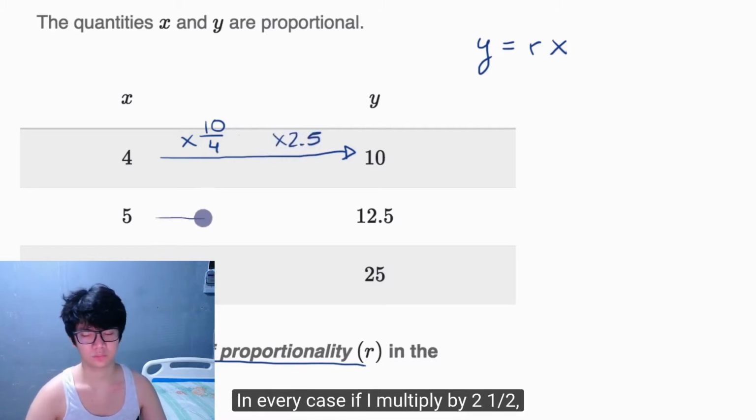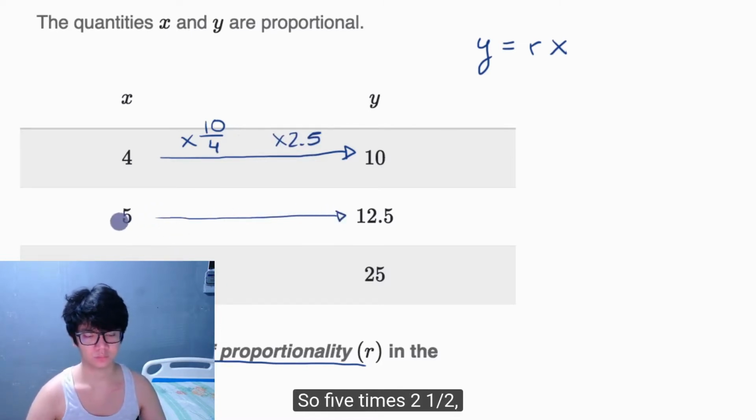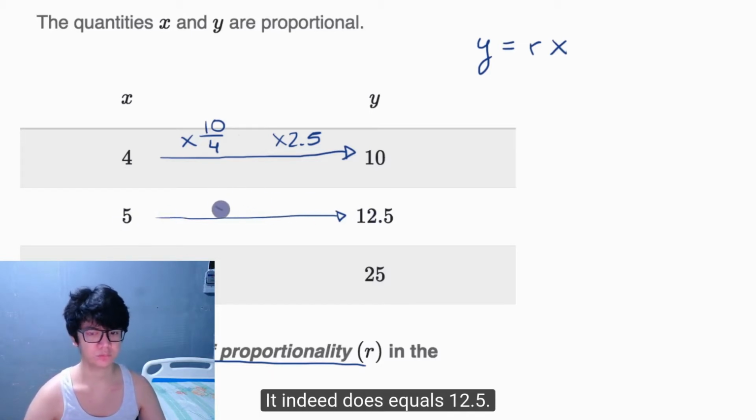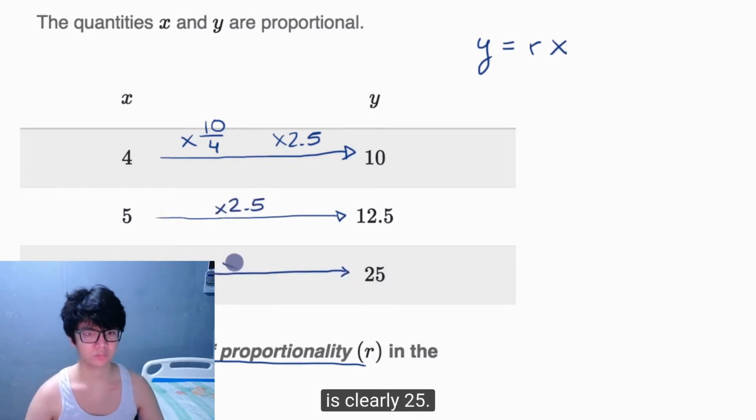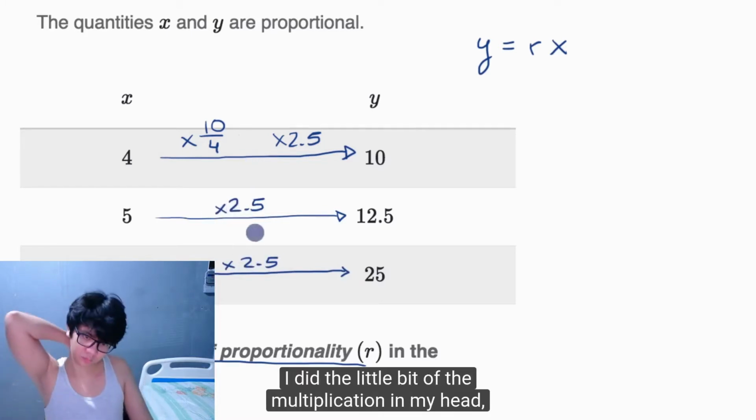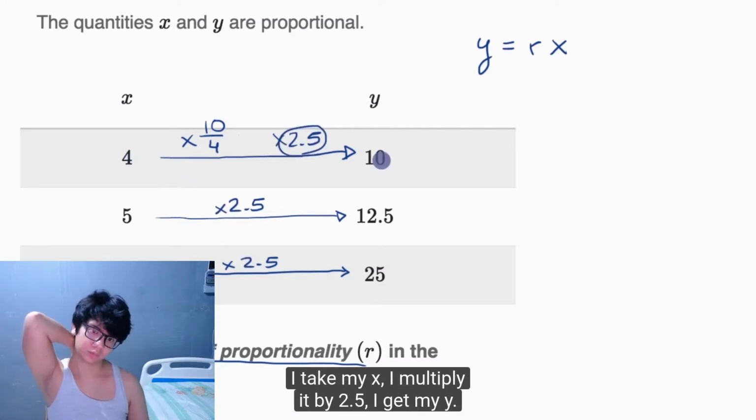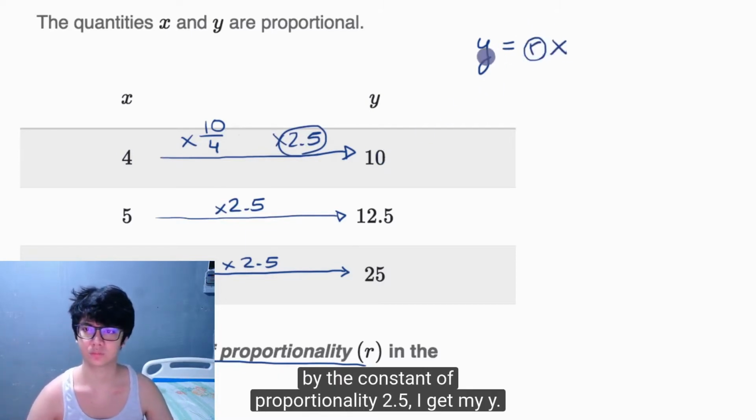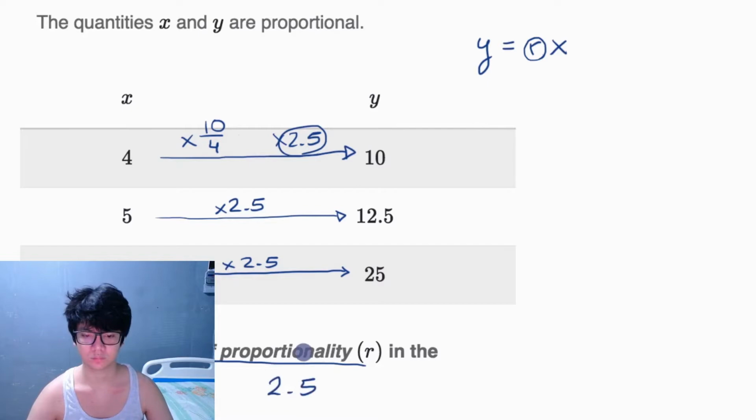So let's see, does that hold? In every case, if I multiply x by 2.5, do I get y? So 5 times 2.5, 5 times 2 is 10, and then another half is 2.5. It indeed does equal 12.5. And then here, 10 times 2.5 is clearly 25. You can work it out by hand. But you can see in every case, I take my x, multiply it by the constant of proportionality 2.5, I get my y. So what's the constant of proportionality? It is 2.5.